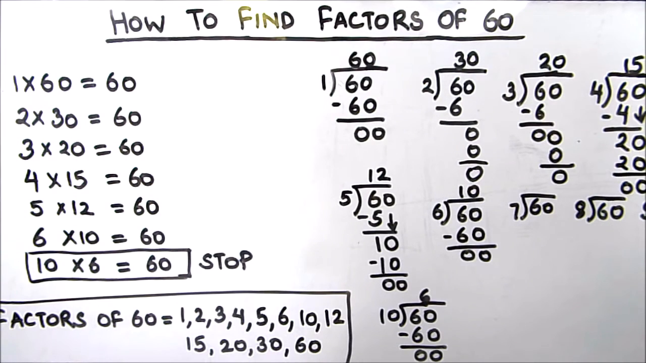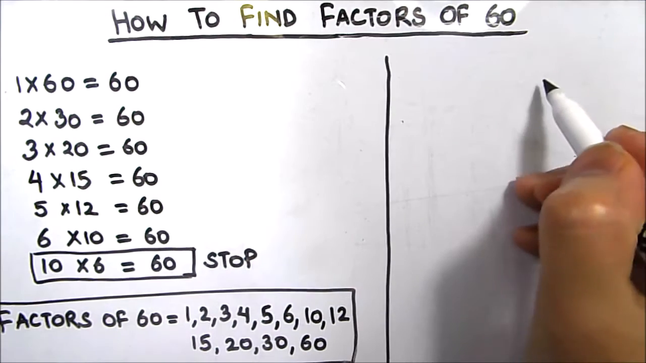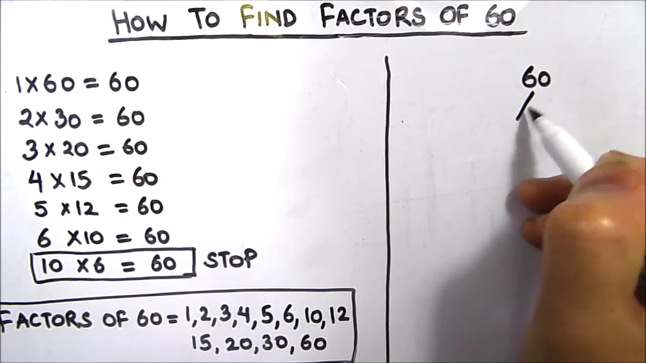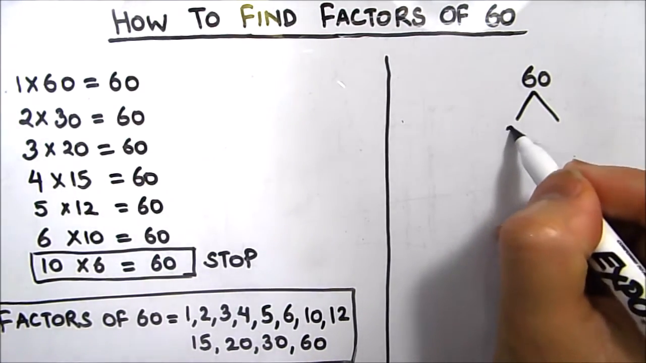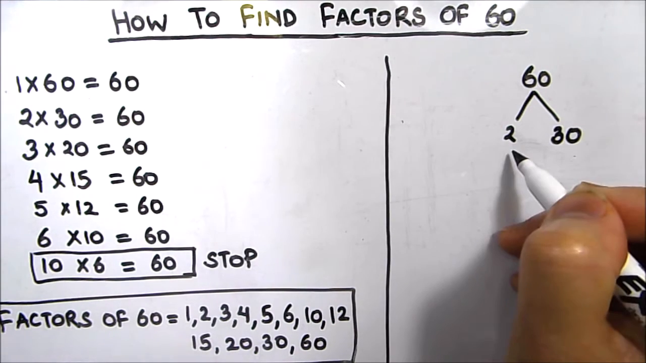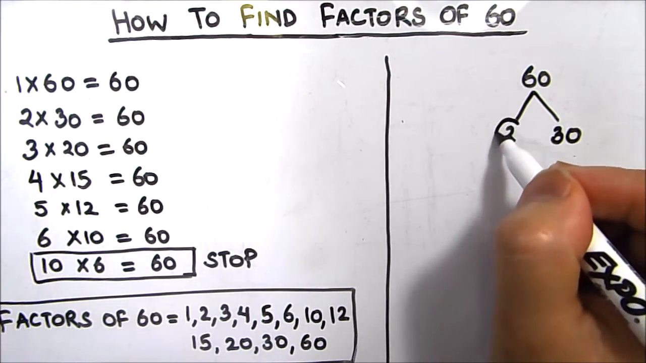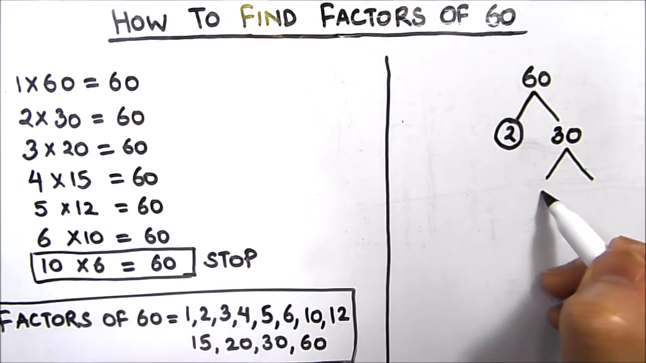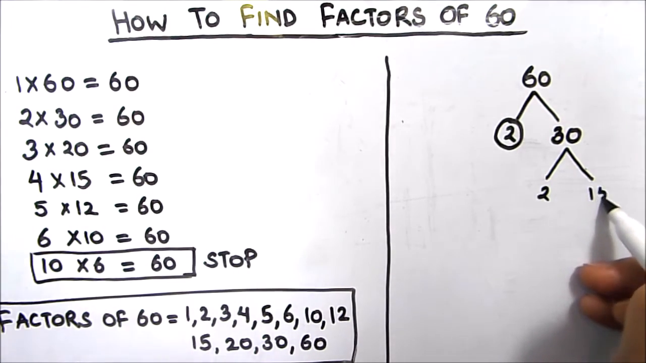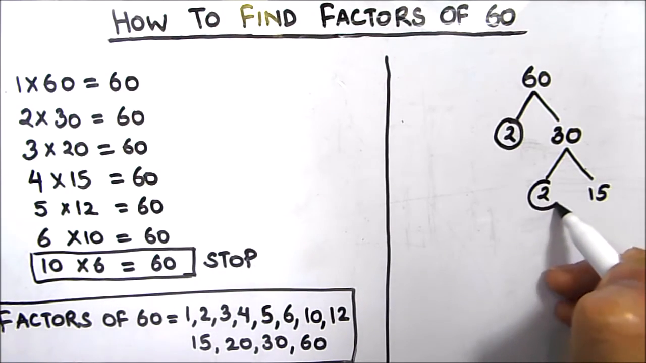Let us find the prime factors of 60. So 60 can be written as the product of two factors as 2 times 30. As 2 is a prime number, so we are going to circle it. Now 30 can be written as a product of two factors as 2 times 15. And 2 is a prime number, so we will circle it.